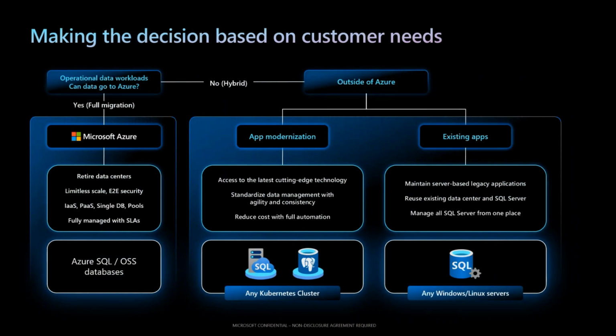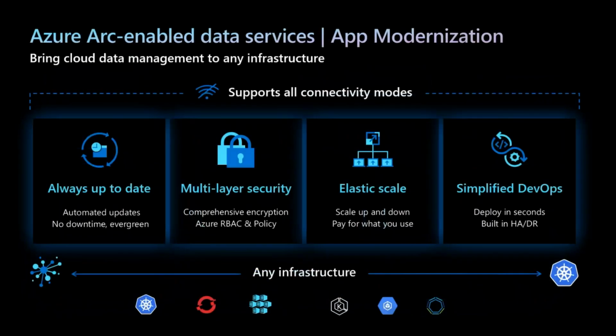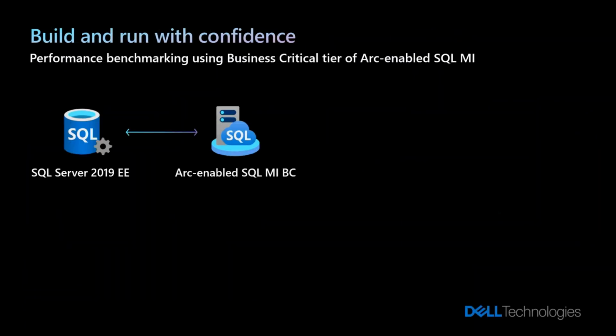This is just a decision matrix for your reference that I've added over here. And some of the benefits: once you have these PaaS services or Arc-enabled components deployed, you'll get all the cloud benefits, whether it's the service being up to date, getting built-in security, or integration with Azure RBAC and Azure Policy, scaling, and some of the DevOps capabilities. So all those cloud-native innovations and benefits will be available.